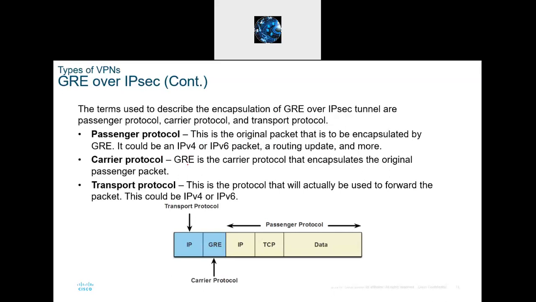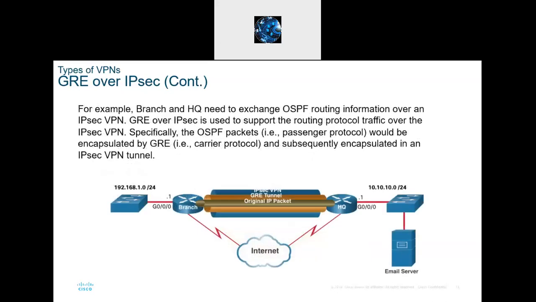What about the carrier protocol? GRE is the carrier protocol that encapsulates the original passenger packet. What about the transport protocol? This is the protocol that will actually be used to forward the packet, and this could be IPv4 or IPv6. It's like the journey is starting from IP, and our IP packet is now wrapped up inside of the GRE tunnel, which is our carrier protocol, and everything is wrapped up inside of our transport protocol before it can go to the destination. And if we now put it on top of IPsec, another encapsulation is going to take place again before it can go to the destination.